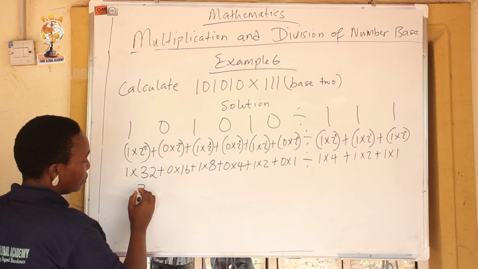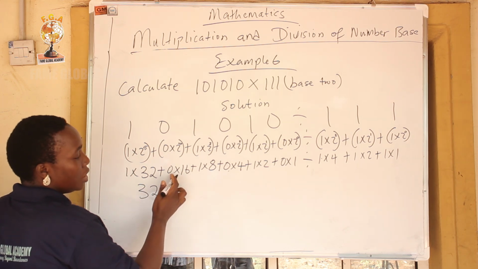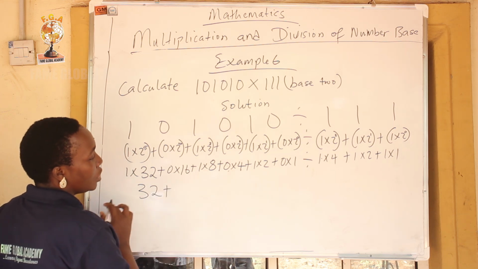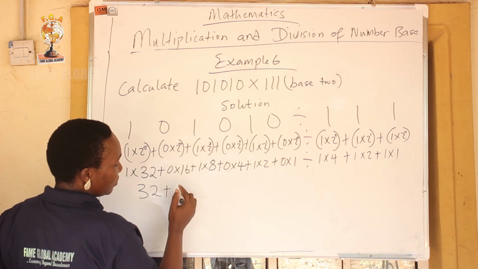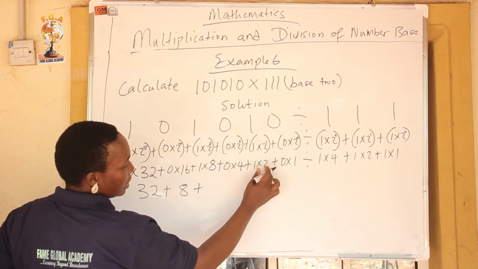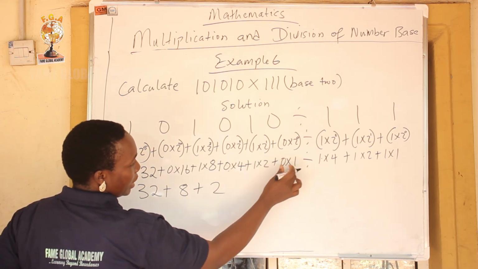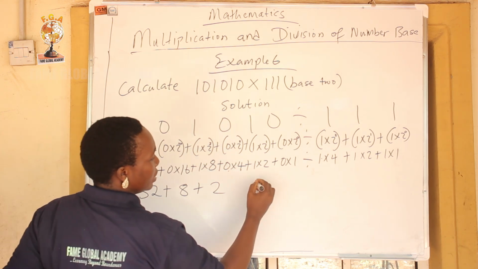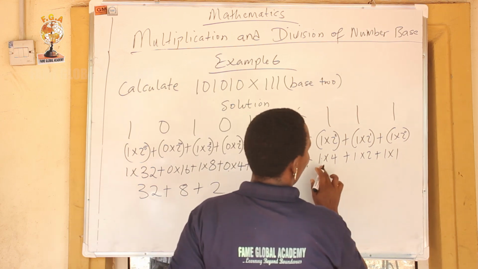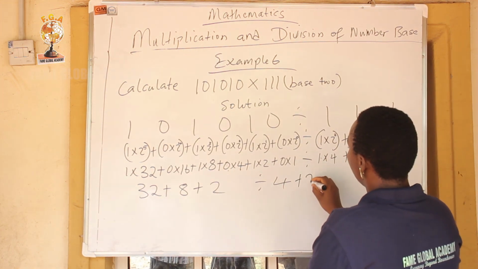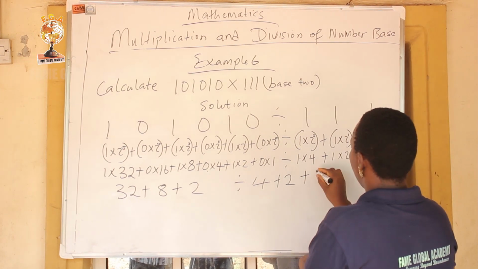1 times 32, this is 32 plus 0 times 16. Anything multiplied by 0 is 0. So here is 0. Then we come to here, 1 times 8 is 8. Here is 0. We come to here, 1 times 2 is 2. And here is also 0. So we only have 32 plus 8 plus 2. Then divide by, here is 1 times 4 is 4, 1 times 2 is 2, 1 times 1 is 1.